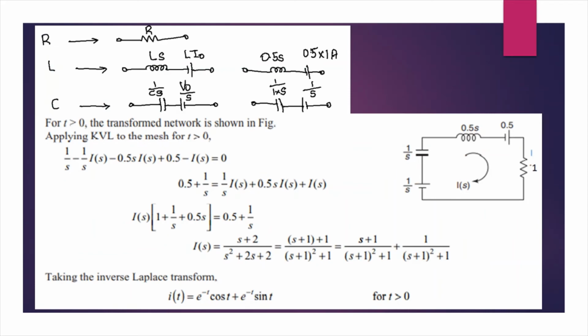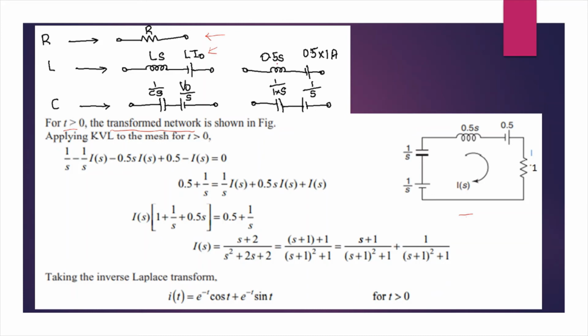So next is, for t greater than 0, we have to draw the transform network, that is the S domain network, which is shown over here. While transforming a resistor to the S domain, there will be no change, that is shown over here. For an inductor, the inductor has to have some initial condition which is represented by Li0, and the value of the inductor would become L into S.